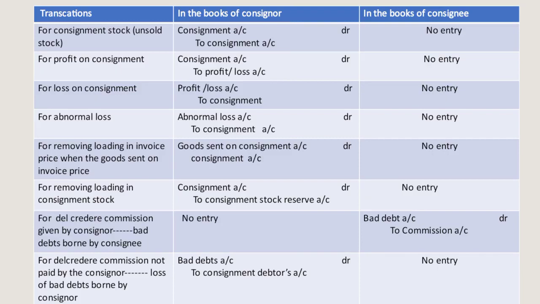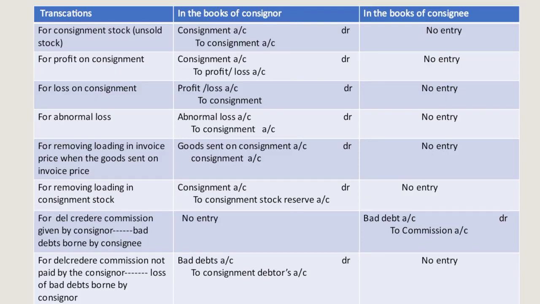Now, for removing the loading in invoice price, when the goods are sent on invoice price. When the consignor is sending the goods on the invoice price rather than cost price, the consignor has to unload that price. Now, how will you do that? He will pass the entry: goods sent on consignment account debited to consignment account. And for removing the loading of invoice price in consignment stock, that is unsold stock, again consignment account debited to consignment stock reserve.